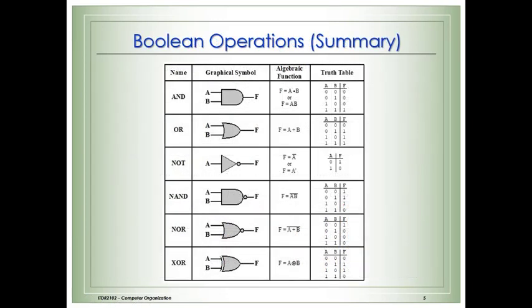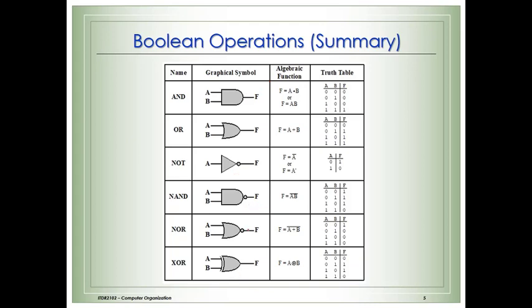So let's move further. How do we represent these operators graphically? Here are the operator names: AND, OR, NOT, NAND, NOR, exclusive OR. The graphical symbol to represent AND is this symbol. Here you have two inputs, one output. OR, this is the symbol to represent OR. This is the symbol to represent NOT. This is the symbol to represent NAND. And this is the symbol to represent NOR, and this is the symbol to represent exclusive OR.